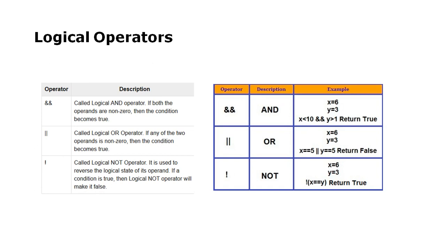And is true if both conditions are true. Or is true if any one condition is true, then the or operator gives true value. It returns true value, otherwise false. And then the not condition. It is used to reverse the logical state of its operand. If not true, then false. Like that.